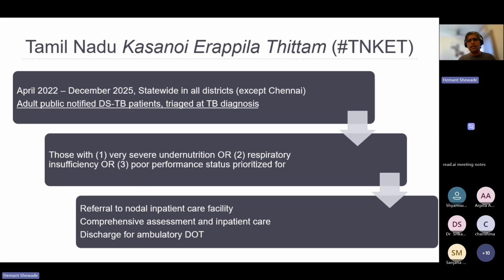So what we did in TN-KET, when I say we, I mean what Tamil Nadu did. Starting April 2022, statewide in all districts except Chennai, adult public notified DSTB patients, which is around 60,000 per year, were triaged at TB diagnosis in the diagnosing facility. Those with very severe undernutrition or respiratory insufficiency or poor performance status were prioritized for referral, comprehensive clinical assessment, and inpatient care, following which they would be discharged for ambulatory DOT.